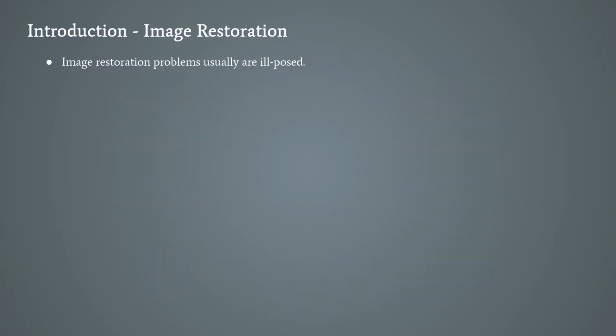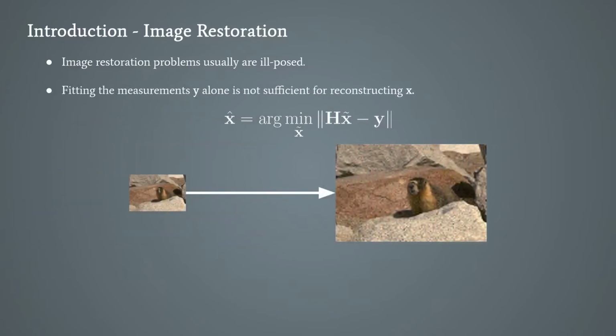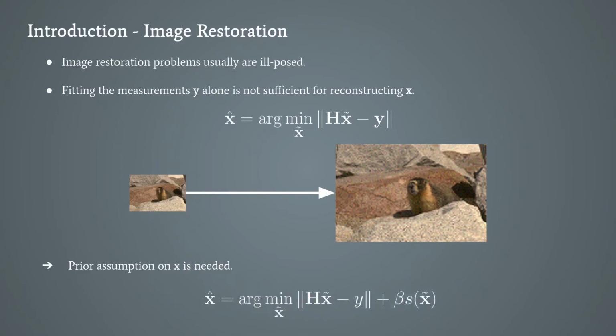In many cases, image restoration problems are ill-posed. Therefore, fitting the least squares loss and relying only on the fidelity term usually results in poor reconstruction. As a result, one needs to add another prior assumption on the reconstructed image. Formally, we add a regularization term to the loss. In the more general case, we replace the least squares term with the general loss function L.